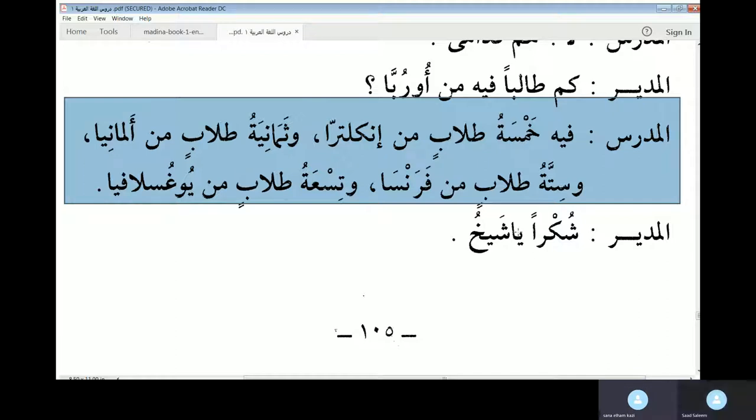Samaniyatu tulabin, and eight students from Almania, Germany. Yes. Wa sittatu tulabin min Faransa, and six students from France. Wa tis'atu tulabin min Yugoslavia, and nine students from Yugoslavia.